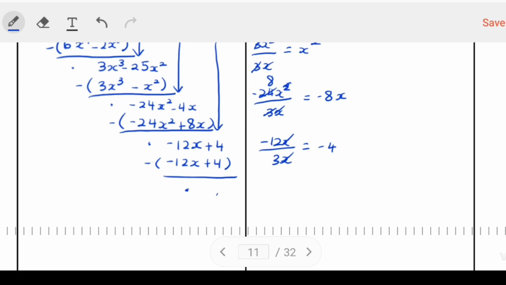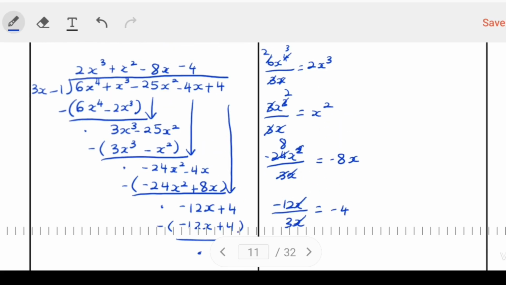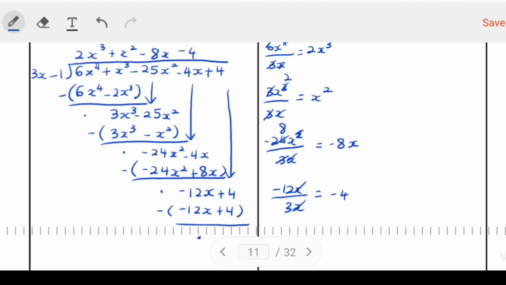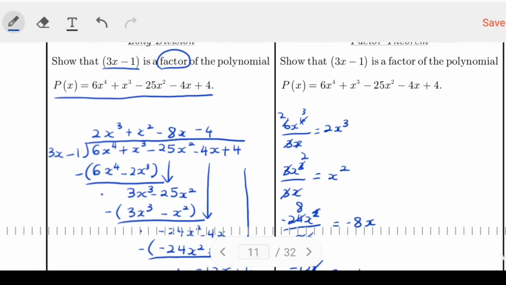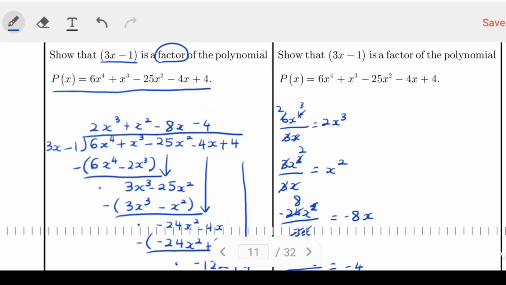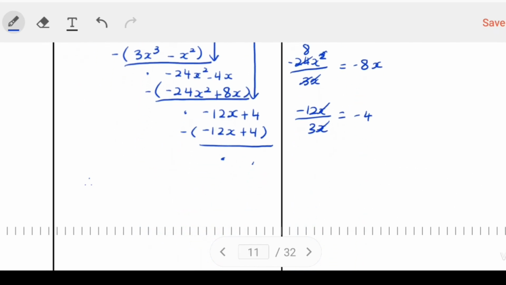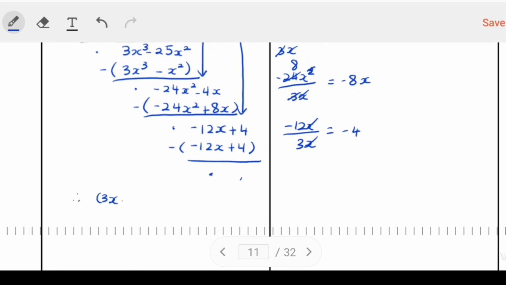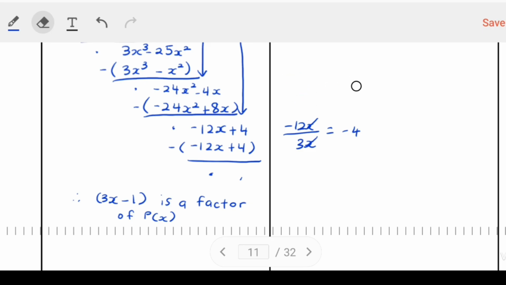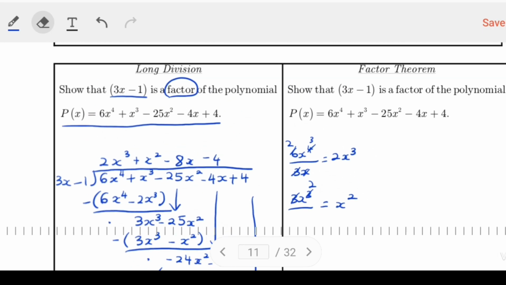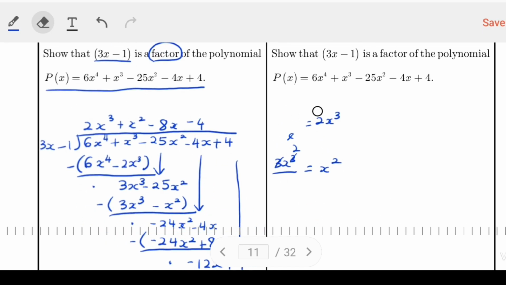So if you can see here, we have no remainder. So since there is no remainder, we can say that 3x minus 1 is a factor of the polynomial. So 3x minus 1 is a factor of px. That is how we show that 3x minus 1 is a factor of px, by using long division.